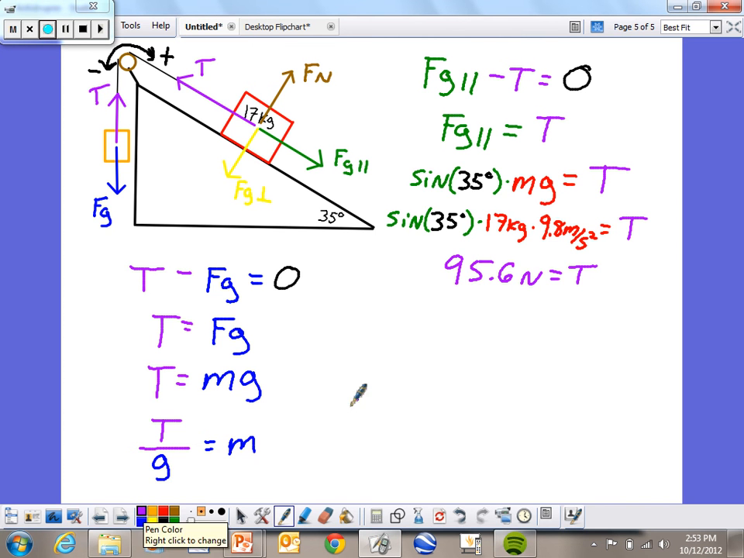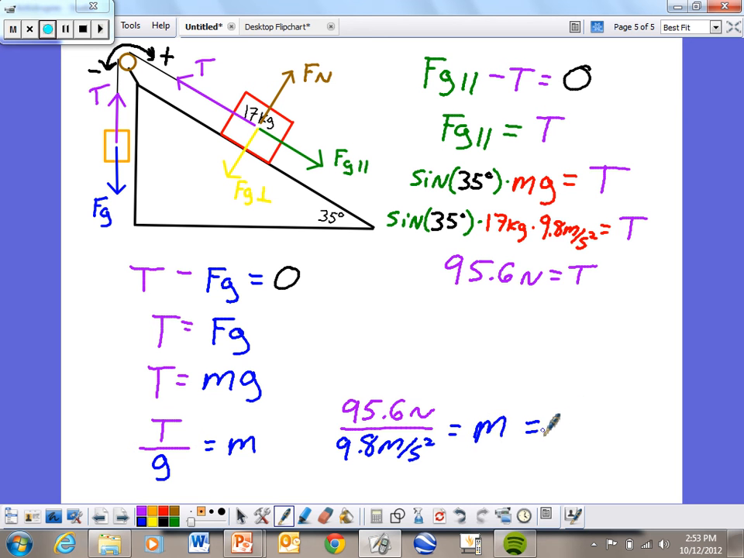Plug in my numbers. Tension was 95.6 newtons, and g is 9.8 meters per second squared. That's going to equal my mass. So when I plug in, I would get my mass is 9.8 kilograms. And from there, we're finished.